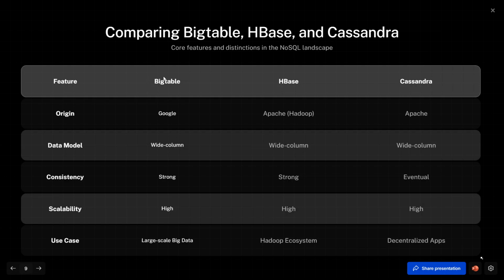The data model is wide column in Bigtable, HBase also uses wide column, and Cassandra also uses wide column. Consistency is strong in Bigtable, strong in HBase, and eventual in Cassandra, a little bit less. Scalability is high for Bigtable, high for HBase, and high for Cassandra. Use cases: large scale big data like Google's email system and maps data for Bigtable, the Hadoop ecosystem for HBase, and decentralized data for Cassandra.